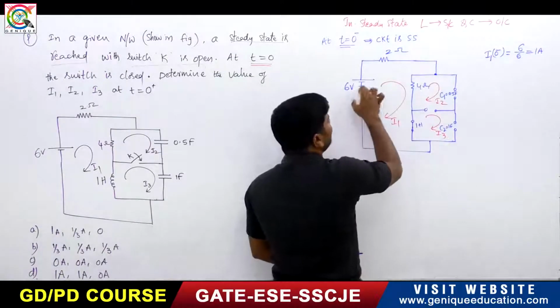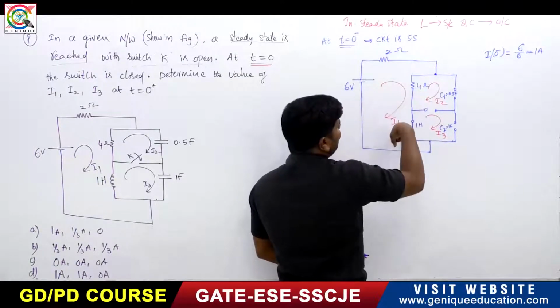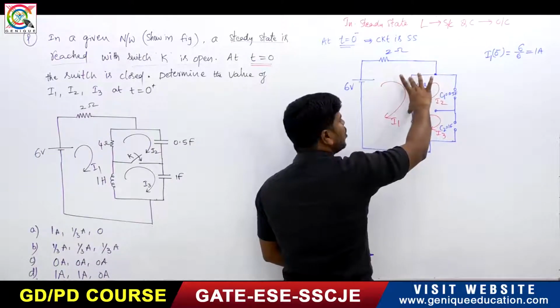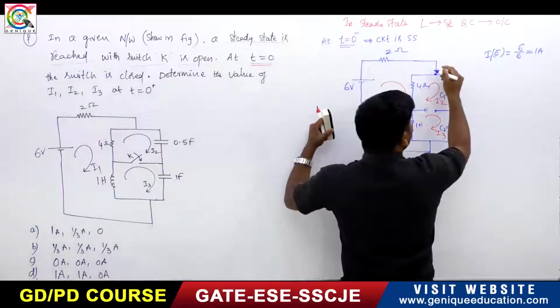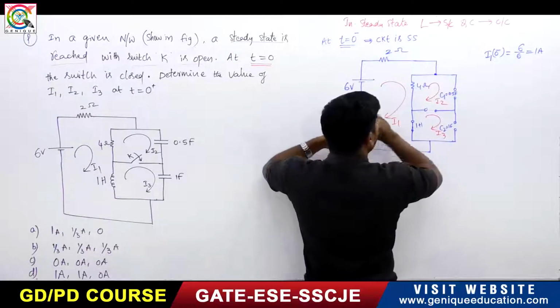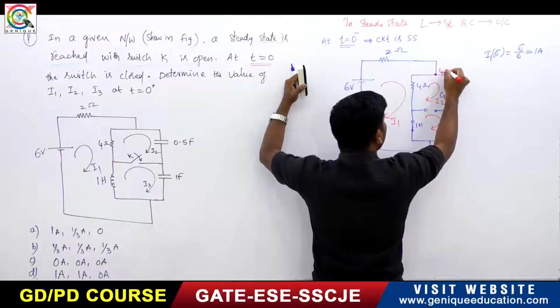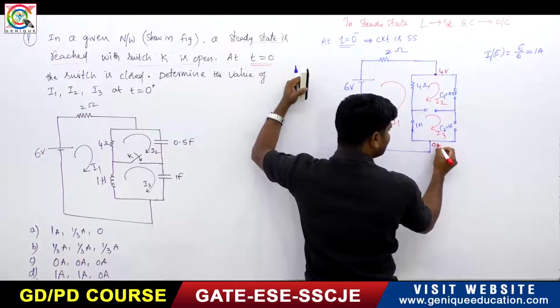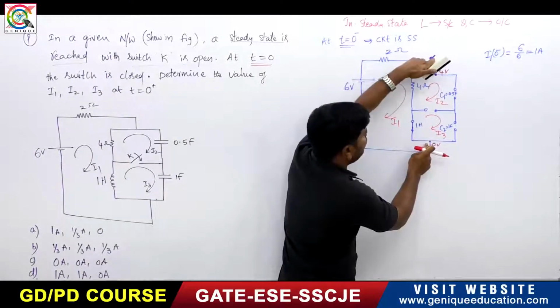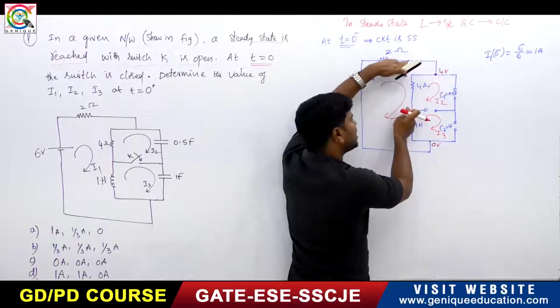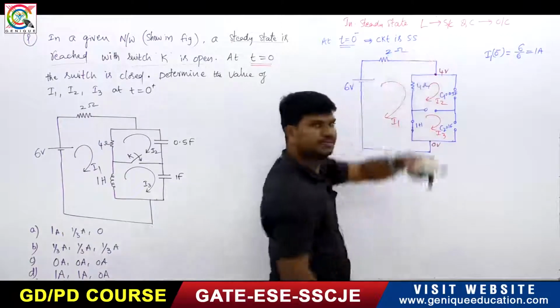Or otherwise you can also write, 1 ampere current is flowing, right? If 1 ampere current is flowing, what is the voltage across this? The voltage across this one is 4 volts. What about this? It is 0 volts, because it is short circuited, so from here to here is 4 volts. The voltage across this one is equal to the voltage across this one, right?